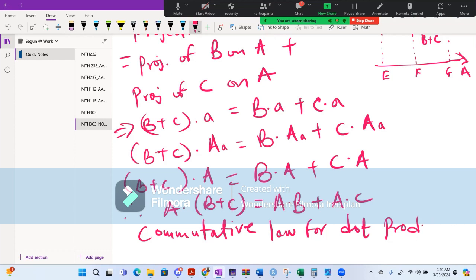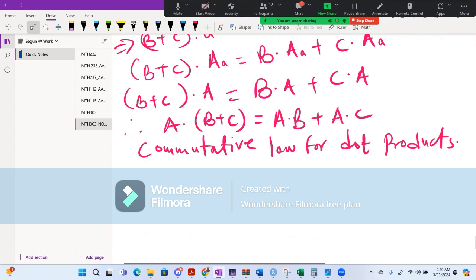For dot products, the distributive law is valid. Distributive law means opening the bracket, as we normally do. So in this case, there are many things involved that we also need to look into.